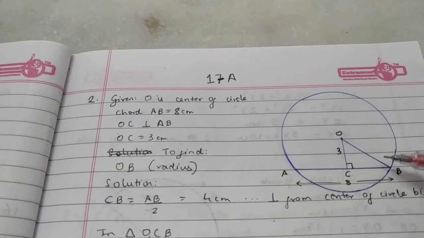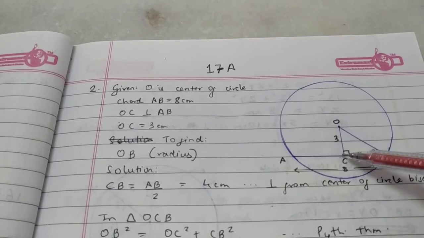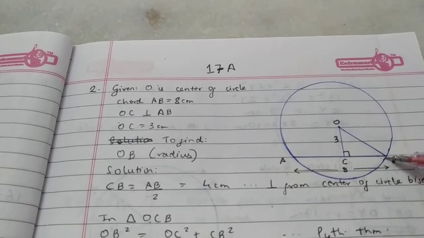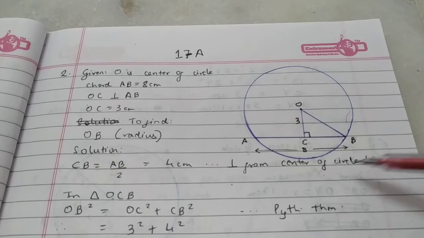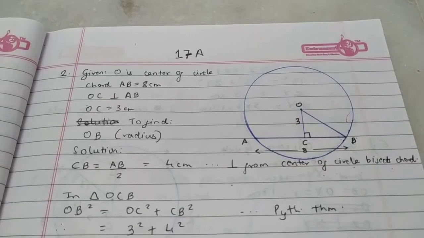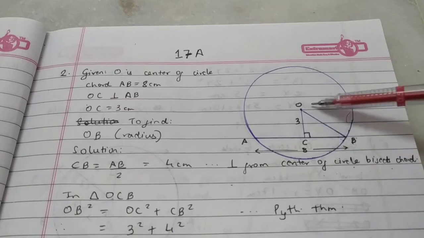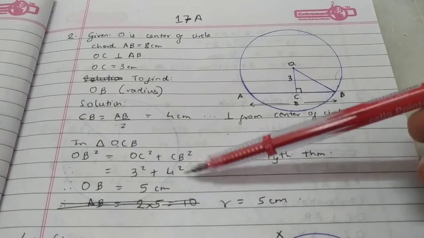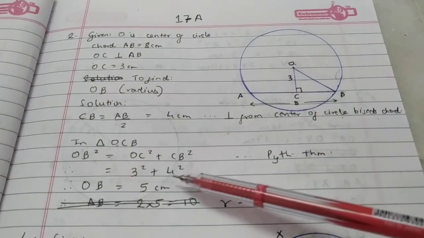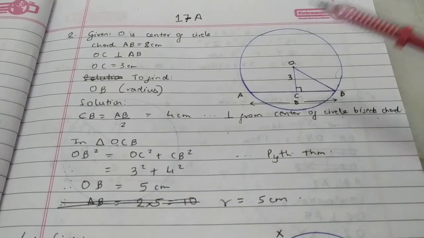Step 1, first of all, it's perpendicular because it's a distance, so it's a right angle triangle. CB will be half of AB, that is 4 centimeters, because perpendicular from center of circle bisects the chord. This is a reason we will use repeatedly in this exercise and beyond. So this is 3 and this is 4. So by Pythagoras theorem, we can find the radius, which is 5 centimeters. I've not shown the calculations, but you should. I just remember it's a Pythagorean triple, so I directly wrote the answer.